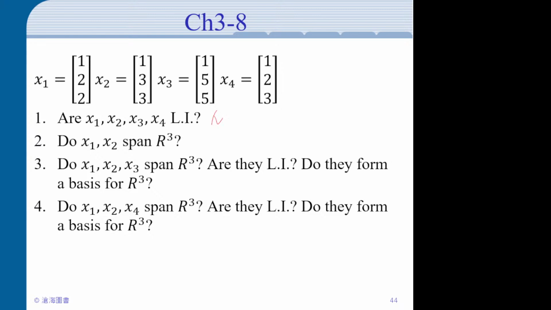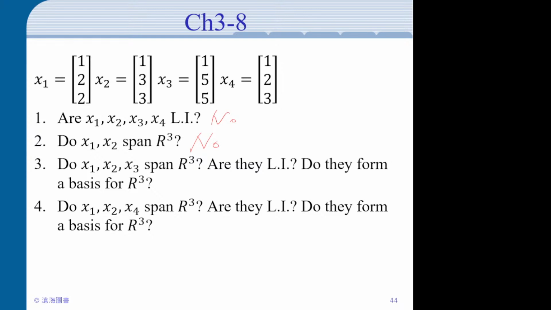Are they LI? It's obviously no, we don't need to do any calculation. Okay. And that's because these are 3-dimensional vectors, so they are in a 3-dimensional vector space, and there are 4 of them. So obviously they are not LI because there can only be 3 LI elements in 3-dimensional space. And the second one is whether the first two, x1 and x2, span R3. And this you also don't need calculation for, because you need at least 3 elements to span R3.